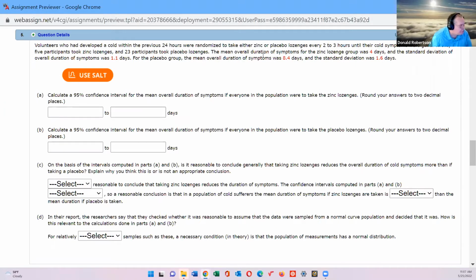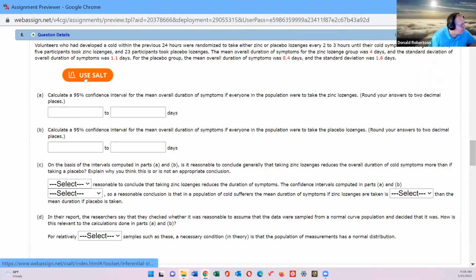And the mean duration for a cold in the ones that took zinc was 4 days, and the standard deviation for them was 1.1 day. That's good. And for the other group, wow, it took them twice as long, 8.4 days to recover, and the standard deviation was 1.6. So we have got everything written down here. Question A asks us to calculate a confidence interval for the people who took zinc.